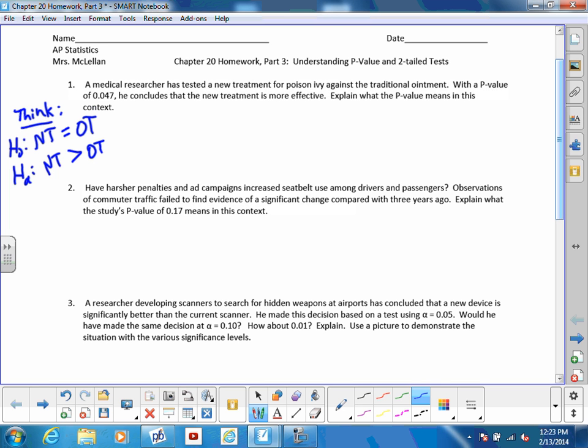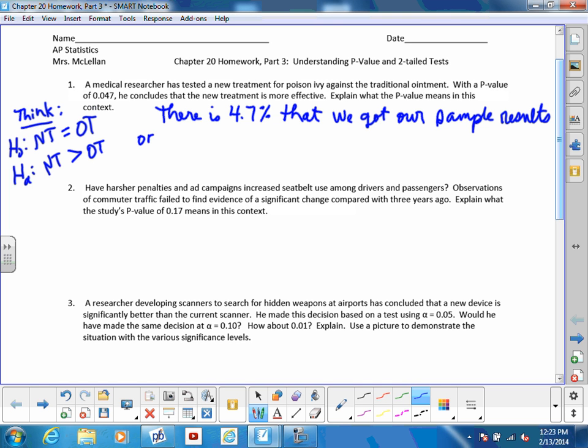So let's do this thing here. Tell me how we're going to start out with a p-value of 0.047. There's a 4.7% chance that we got our sample results. See, we don't actually have details about what that sample is, so we just have to put sample results. Or what? Something more extreme.